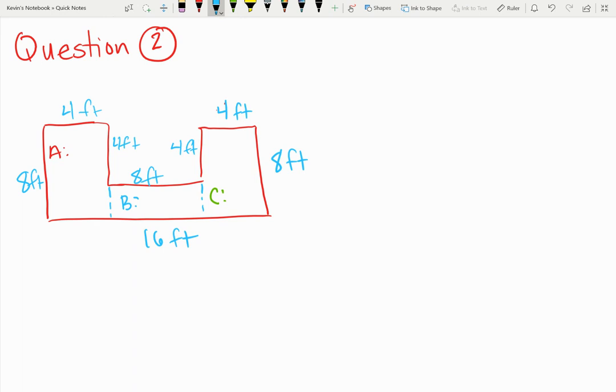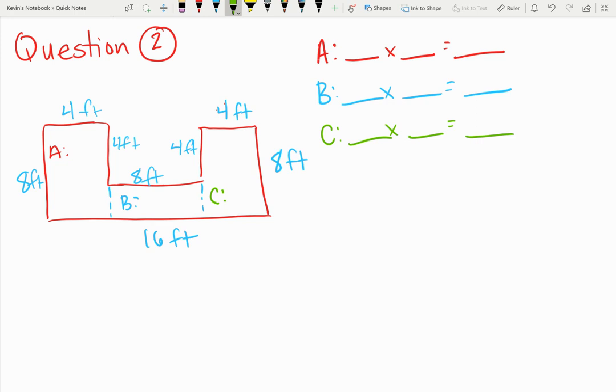So box A, box B, box C. So the only difference is now we have 3 boxes or 3 different rectangles to add versus the previous problem, which is 2. So again, box A, length times width equals your area. Box B, length times width is your area for box B. And then for box C, length times width is your area there. And again, don't forget to add your boxes together.